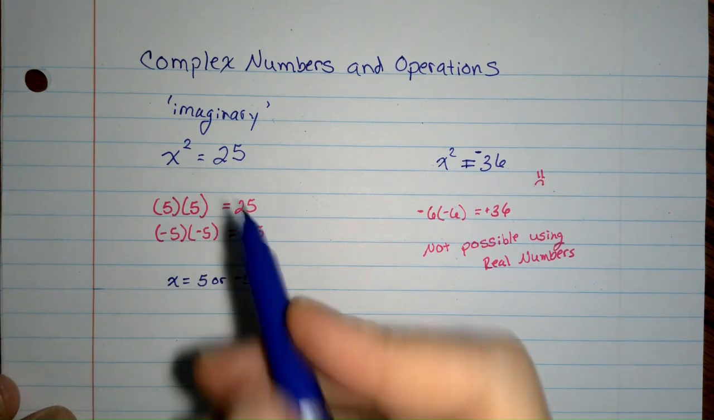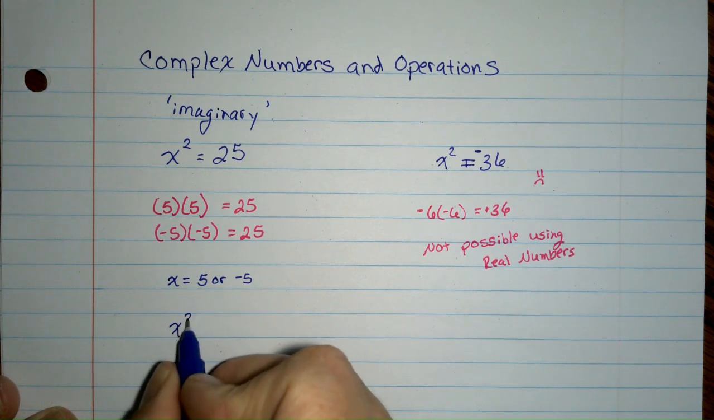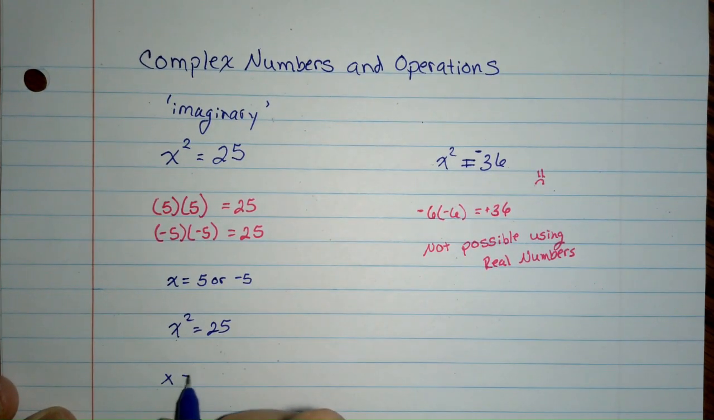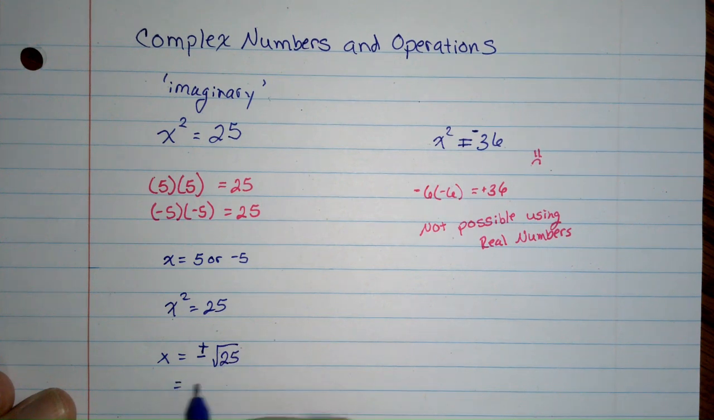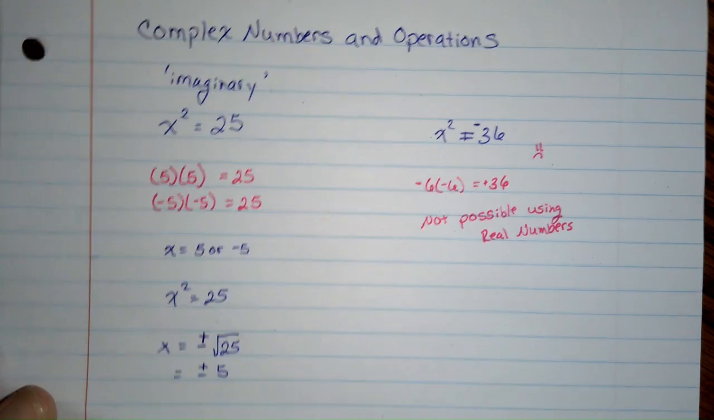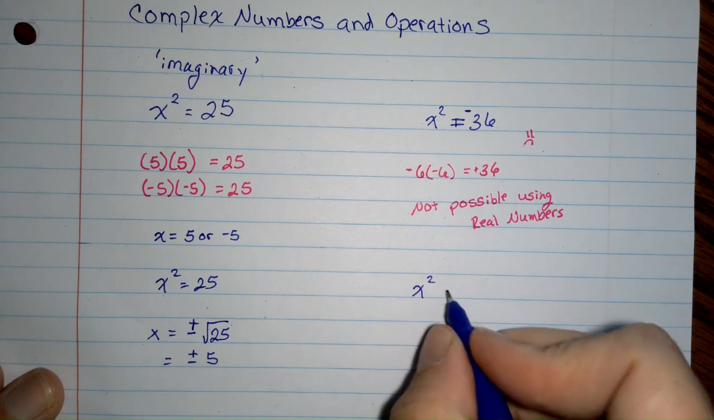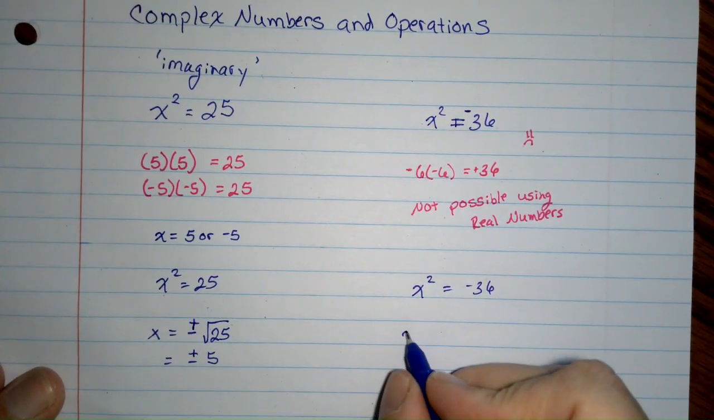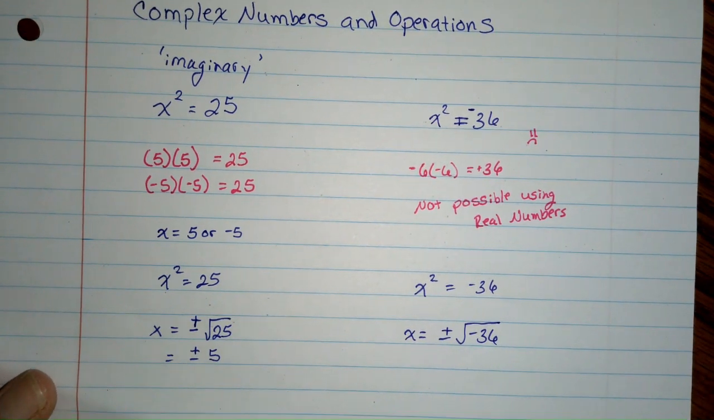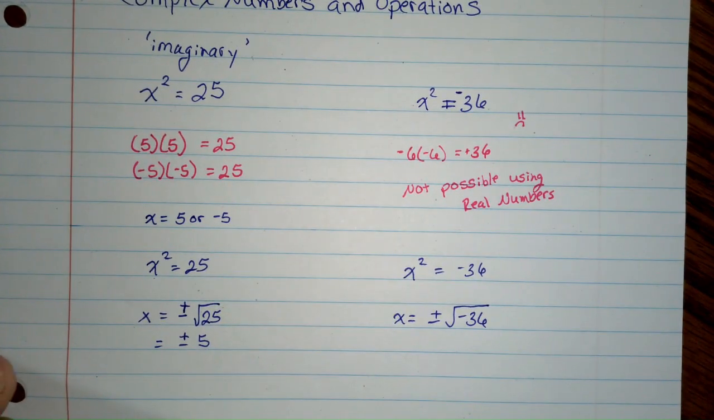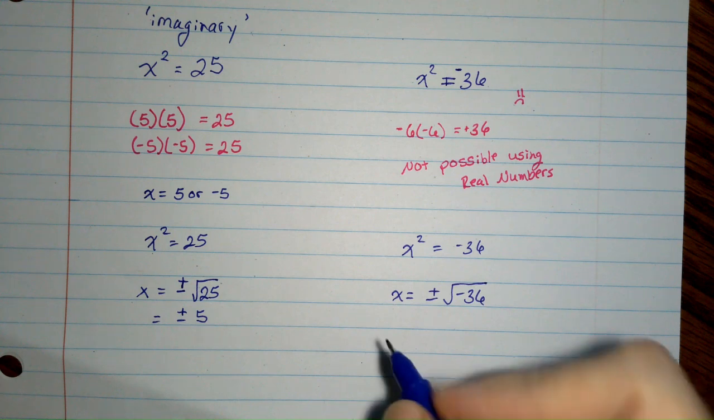So really the way that we solve this is we square root both sides. x squared equals 25, so x equals plus or minus, because you always use a plus or minus when you do the square root property to both sides, the square root of 25, which is plus or minus 5. And over here, we have that x squared equals negative 36. So x equals plus or minus the square root of negative 36, which is not possible. It's a negative. You can't square root a negative. Ask your calculator. It'll tell you domain error.